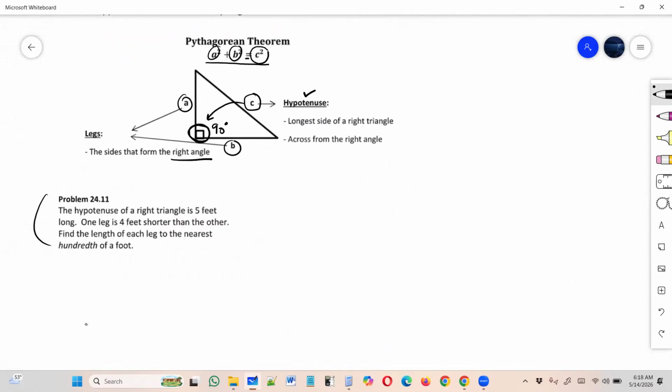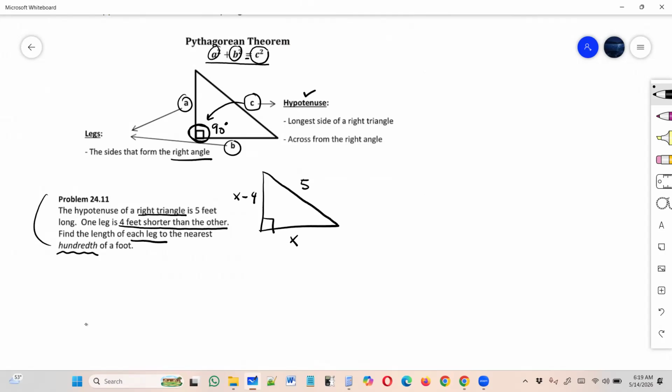So they immediately tell you that they have a right triangle, so I can draw the right triangle. And then they say the hypotenuse of a right triangle is 5 feet long. So hypotenuse. This is your 90 degrees. Hypotenuse is always opposite to the 90-degree angle. One leg is 4 feet shorter than the other. I don't know what the legs are, so I'm going to call this X. And the other one is 4 feet shorter. Find the length of each leg.